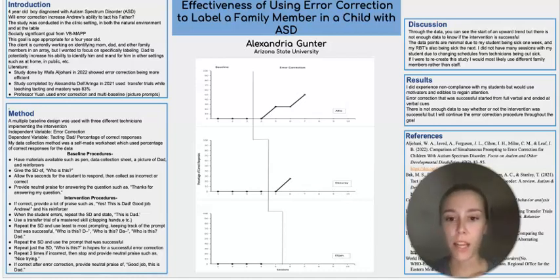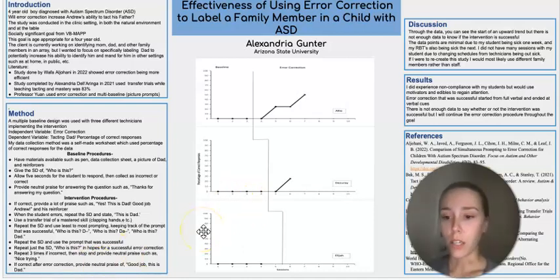Hi guys, so my name's Alexandria Gunter, and my study is the effectiveness of using error correction to label a family member in a child with ASD. So for my introduction, my study was done on a client of mine. For the sake of the study, his name is Andrew. He's a 4-year-old boy, just turned 5, actually, diagnosed with autism spectrum disorder. And my research question was, will error correction increase Andrew's ability to tact his father?